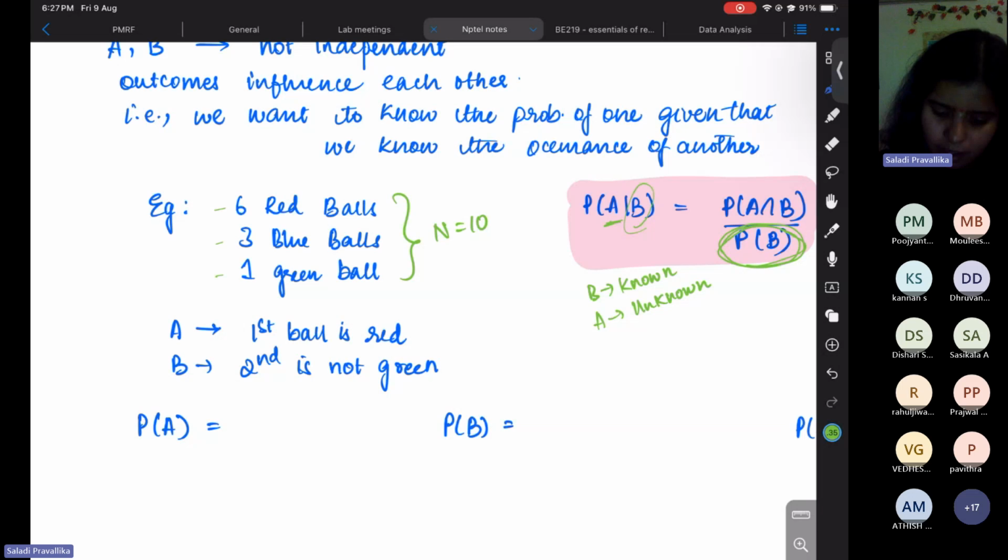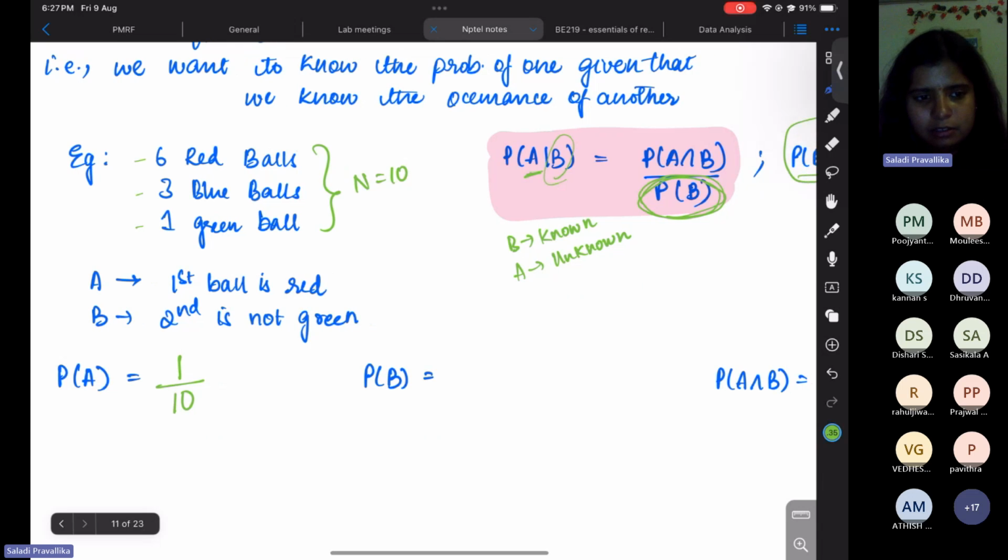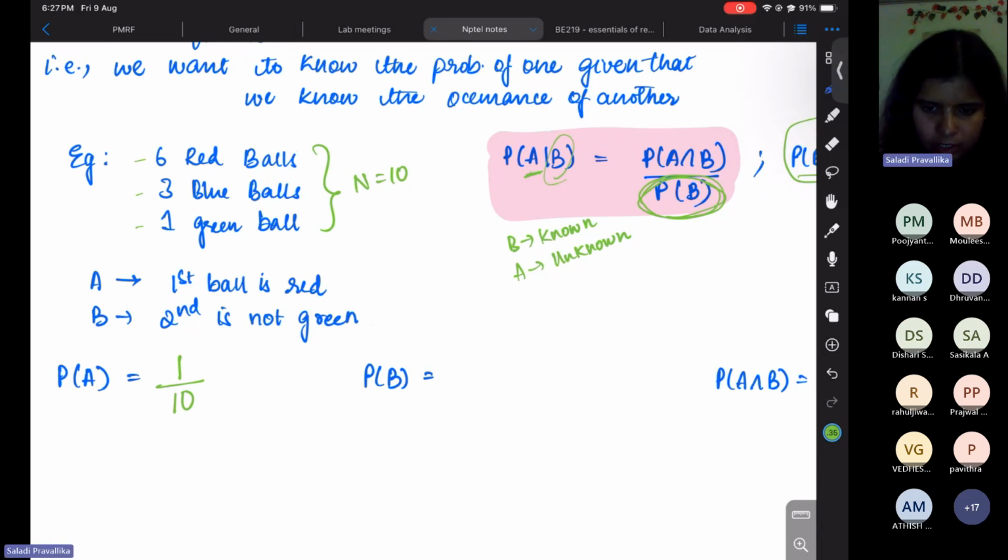So I'm saying the first ball is red. So I have picked up only just one ball. So that is 1 divided by n. That is 10, right? So that is okay. Now let us find B. Okay, given that all the 10 balls are there, the second one is not green.